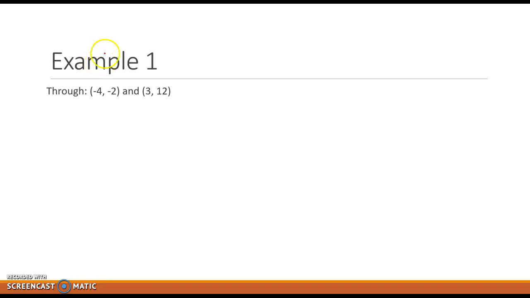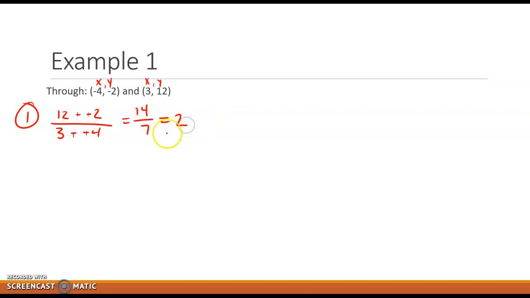Here we have 2 points. Remember that it is always x comma y, x comma y. So first things first, find slope. So we're going to do y minus y. So 12 minus negative 2 over 3 minus negative 4. So minus the negative becomes plus a positive. So 12 plus 2 is 14, and 3 plus 4 is 7. 14 divided by 7 is 2. So now I know that m equals 2.